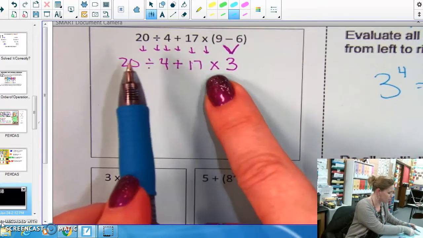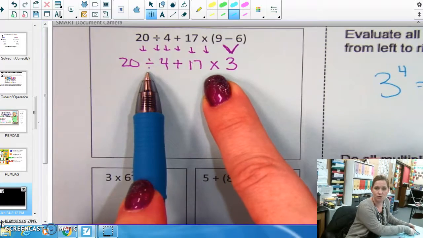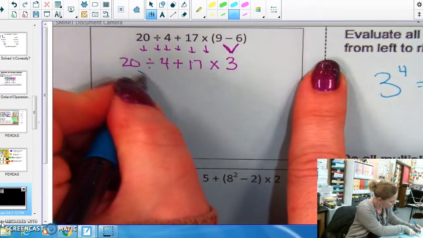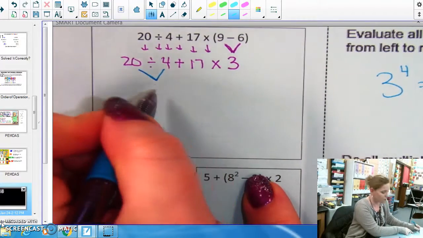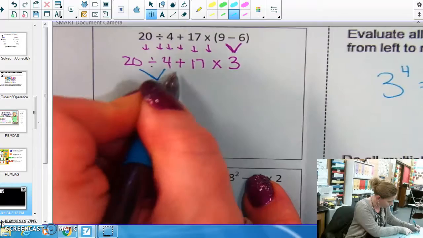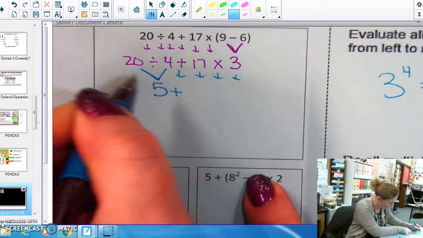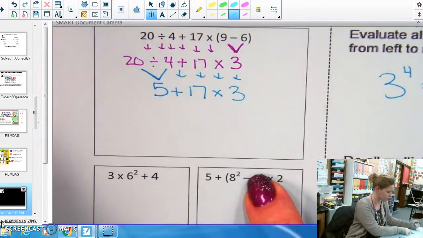Well, I have multiplication here, and I've got division here. So I have to do whichever one comes first, starting at the left. So this one is first, it's on the left. So I'm going to make my V, showing I'm simplifying those two numbers. 20 divided by 4 is 5. Everything else in the problem gets brought down, plus 17 times 3.